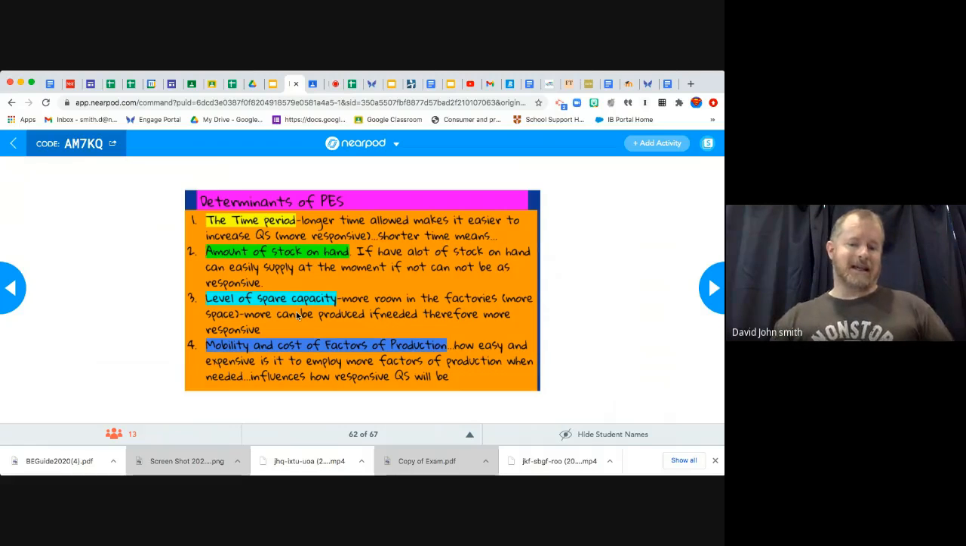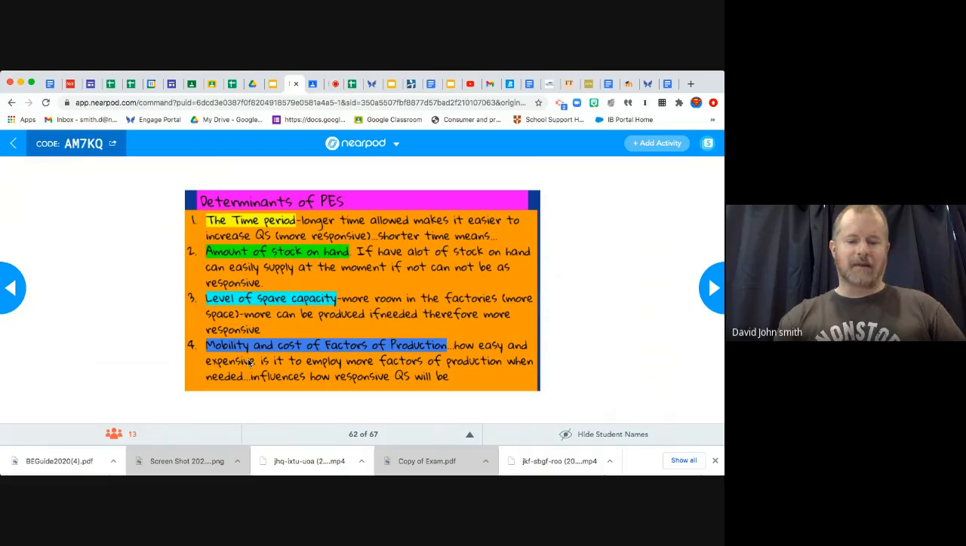So their teams will have spare capacity, so that as they go through the season, they're able to increase their productivity as they go through. Right? So the more spare capacity you have, the more likely it is that you're going to be able to increase your production, right? Therefore be more responsive to changes in price.